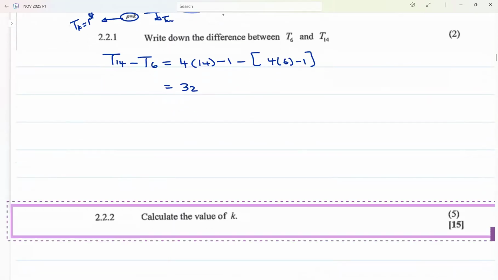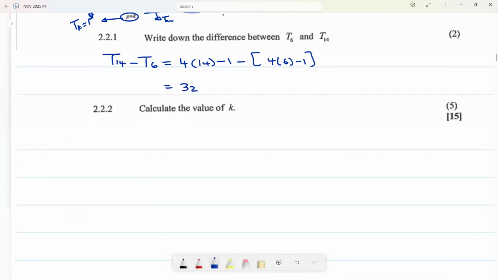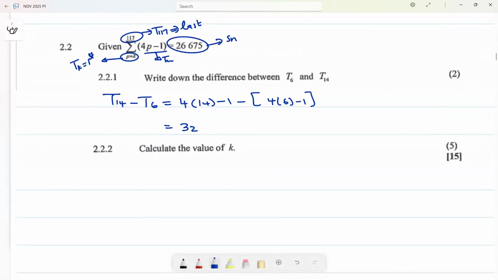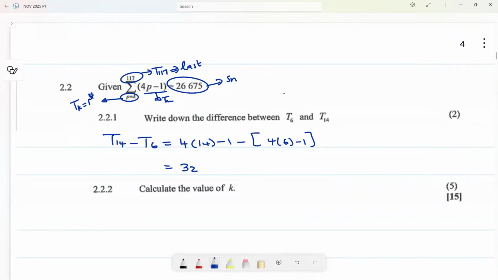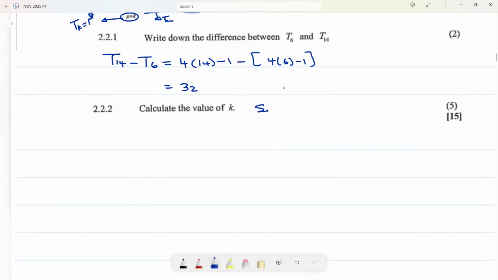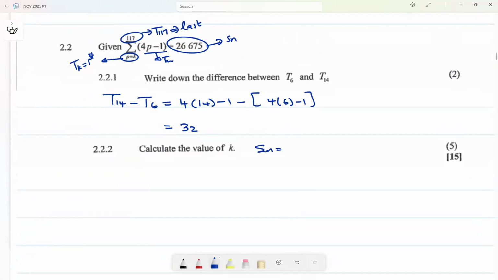And then let's take this upwards here. So calculate the value of K. How can I calculate the value of K? Now, remember when I have sigma, the important thing that I need to know is Sn. In this case, I'm given it to be 26,675. And then I need to know the value of A. The value of A, when I substitute this value here, the first term is going to be 4K minus 1. And then I'm going to need the last term.